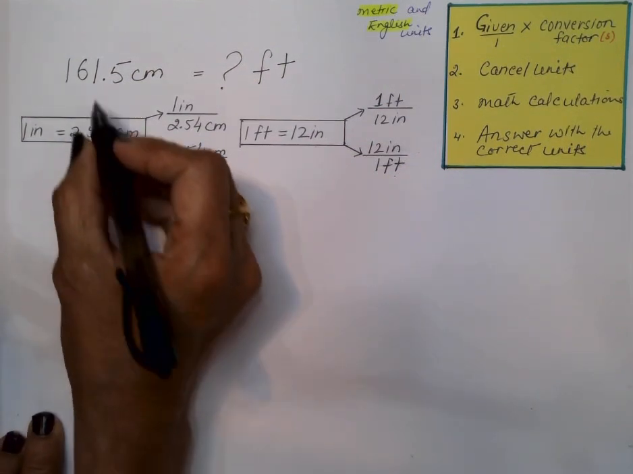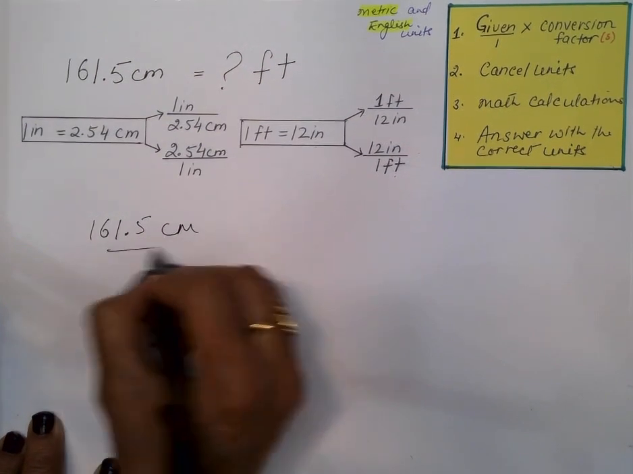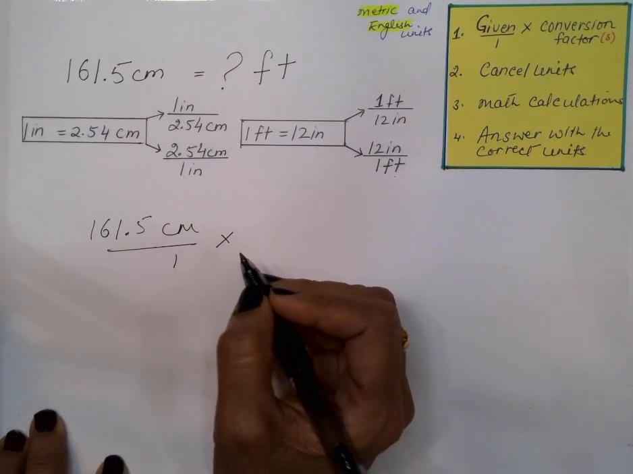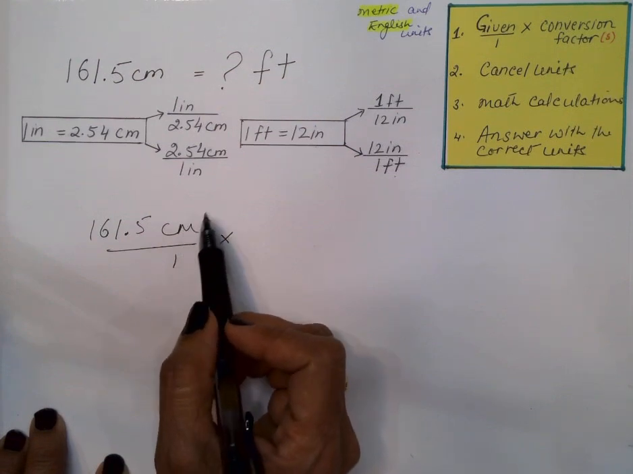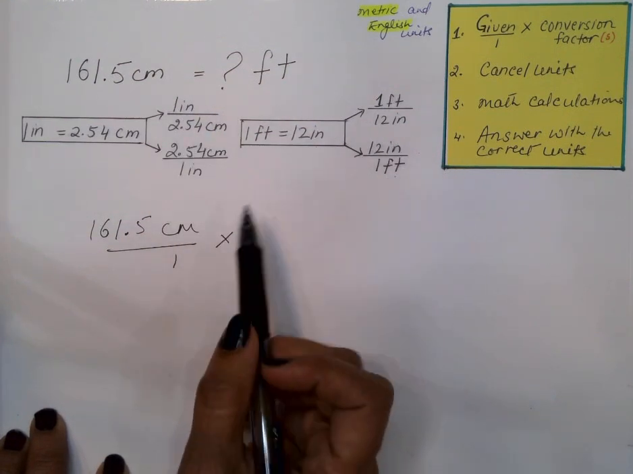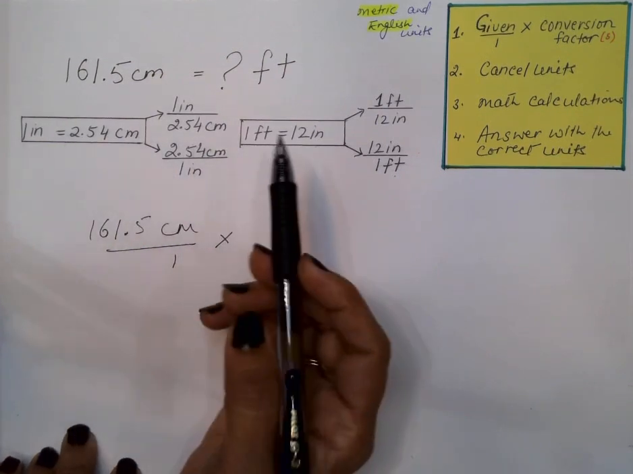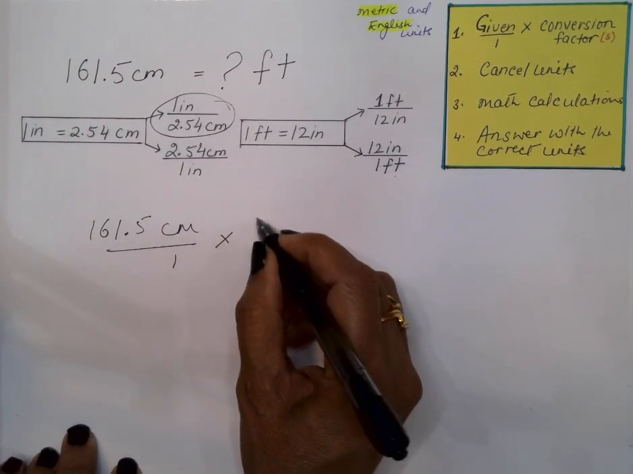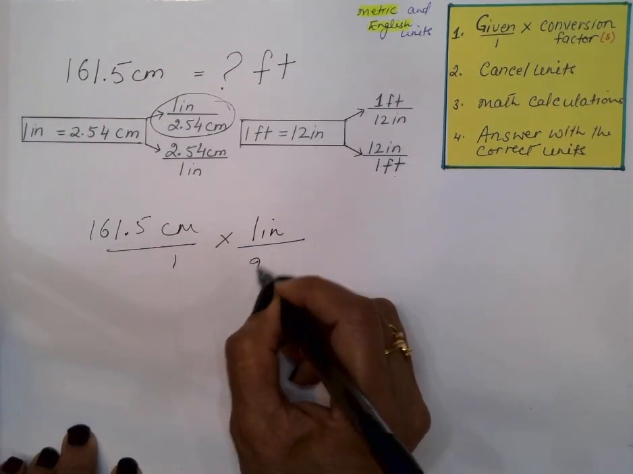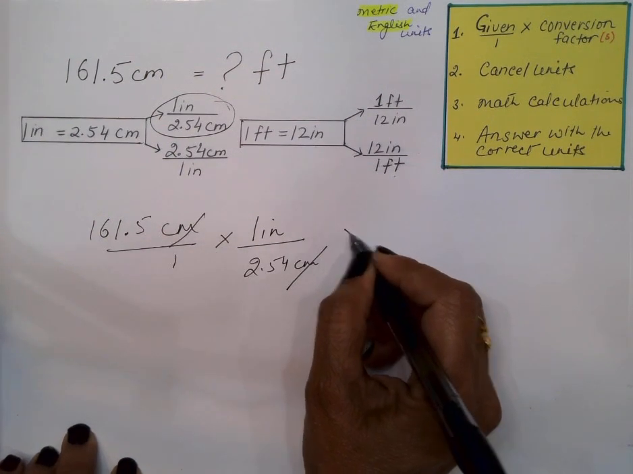We're going to start out with the given, 161.5 centimeters over 1. Now, do I need centimeters? No, I don't need centimeters. I do need feet. However, I don't have a direct connection between centimeters and feet, but I can see that inches and centimeters are connected. So I'm going to pick this one here: 1 inch is equal to 2.54 centimeters. Centimeters and centimeters get cancelled out.